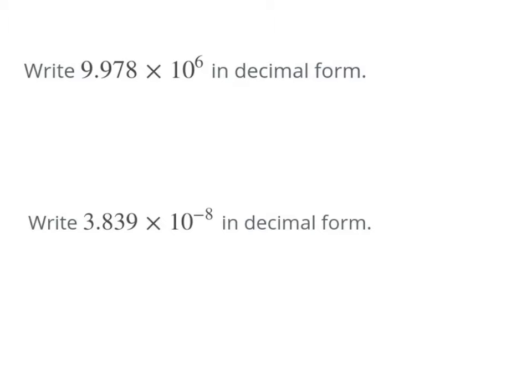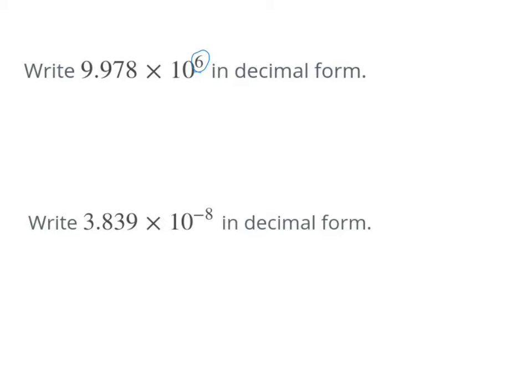So looking at this first one, it says write 9.978 times 10 to the 6th. We are looking at this 6 right here, that exponent, times 10 to the 6th power. 10 to the 6th power is 10 times 10 times 10 times 10, 6 times, all right? Now, if I were to multiply something by 10, all it really does is move a decimal place to the right one place. If I take 7 times 10, now it's 70. What this exponent does is it tells me how many places to the right I'm going to move my decimal.